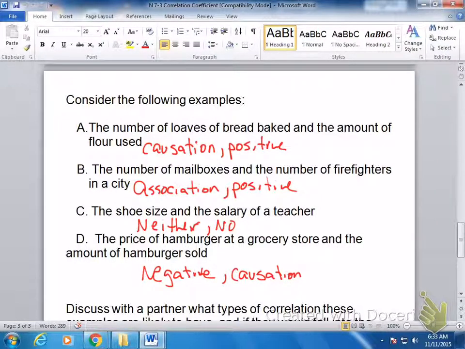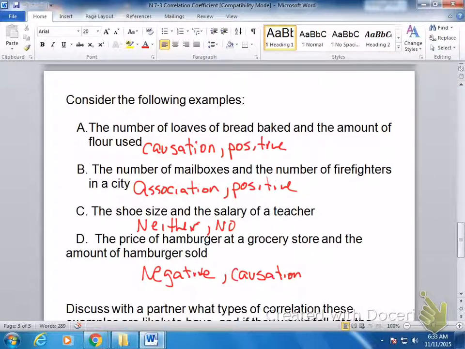Now, if you've got someone around you, some of you may be watching this at home, some of you may have other students with you. It says discuss with a partner what types of correlation these examples are likely to have and if they would fall into the causation category or association. These are not the easiest things to do, and sometimes you may not realize why we put the answers we did. You might want to talk to somebody else. Talking it out sometimes can make this stuff a lot easier.